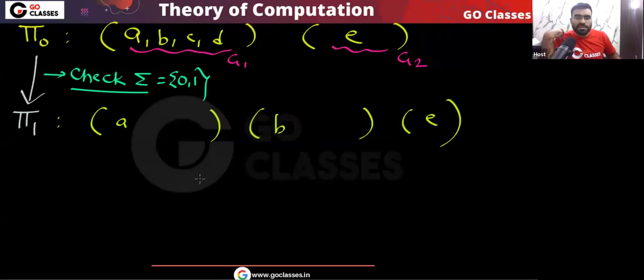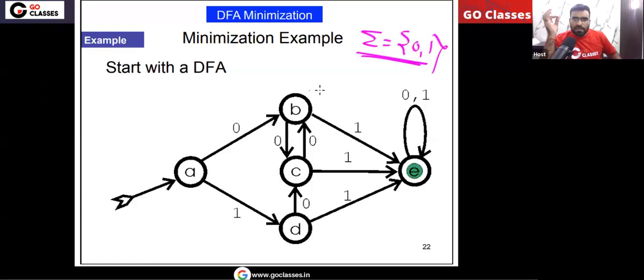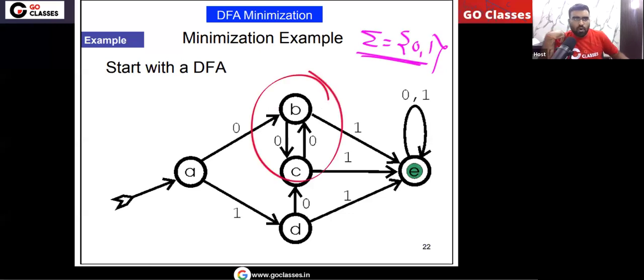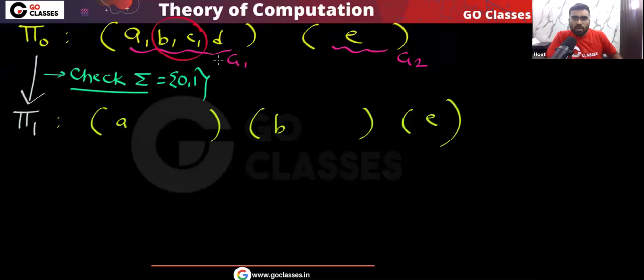But now there is an interesting question. What about B comma C? Will they be together? C will be separated from A, but what about BC? Let's quickly check BC. This BC on 0, where are they going? BC on 0, they are going to group 1. On 1, where are they going? This BC on 1, they are going to group 2. Yes or no? So BC on 0, they are going to group 1, on 1, they are going to group 2. So they will be together.